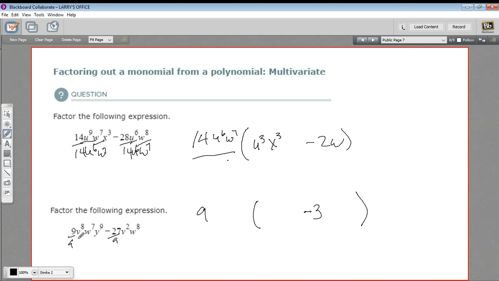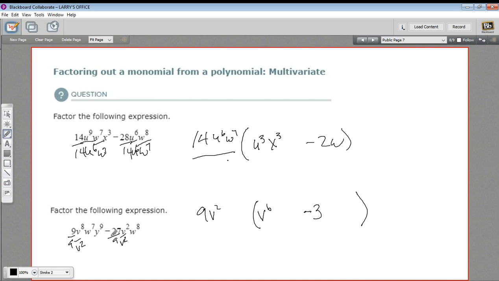Now let's try the v's. You always want to factor out the smaller exponent, which would be v to the second here. So we're dividing by v to the second. V to the second divided by v to the second is 1. Don't have to write it. V to the eighth divided by v to the second, subtracting the exponents, that's v to the sixth. So what's left in the first term is v to the sixth.